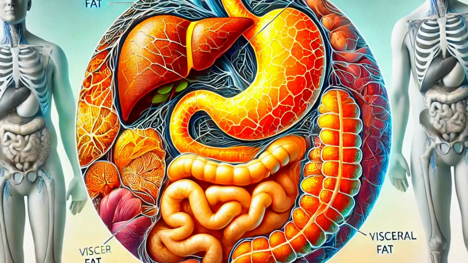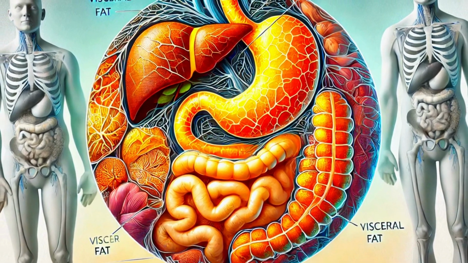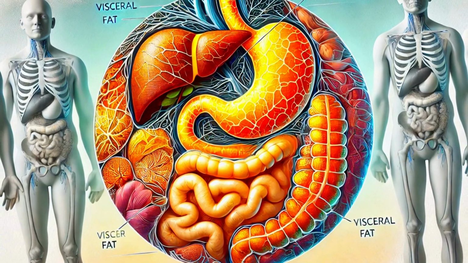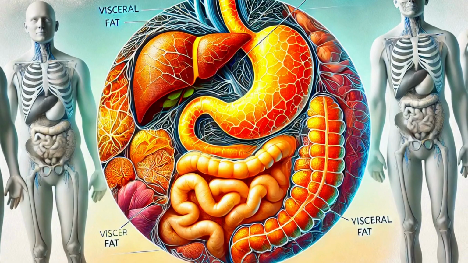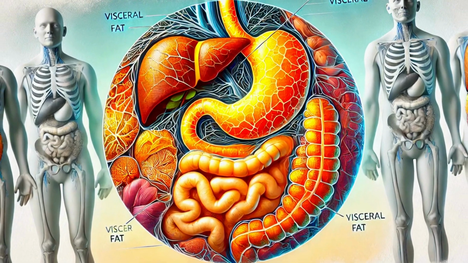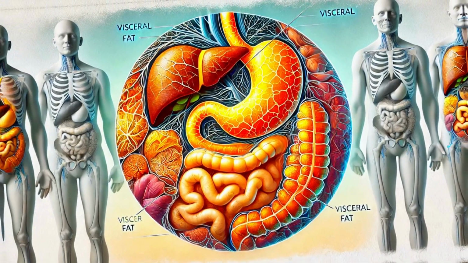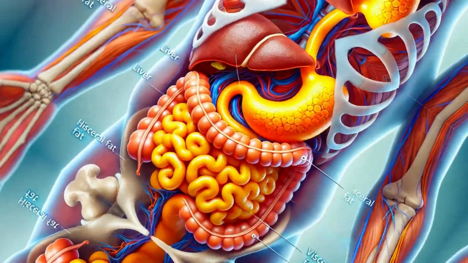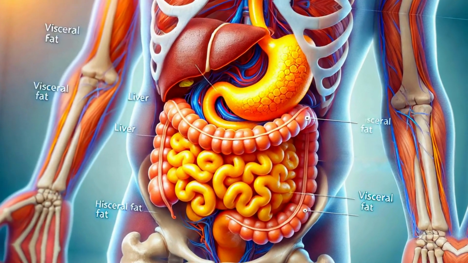What is visceral fat? Visceral fat refers to fat stored within the abdominal cavity, wrapping around vital organs such as the liver, pancreas, and intestines. Unlike subcutaneous fat, which is visible and easier to measure, visceral fat is hidden, making it more insidious in its effects.